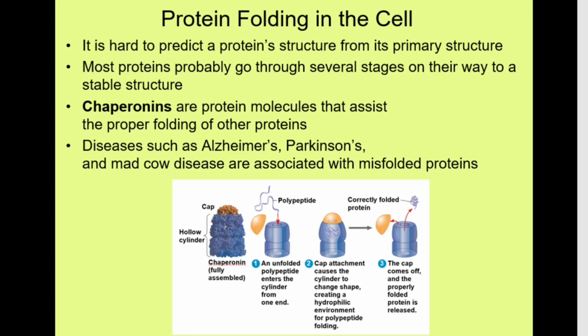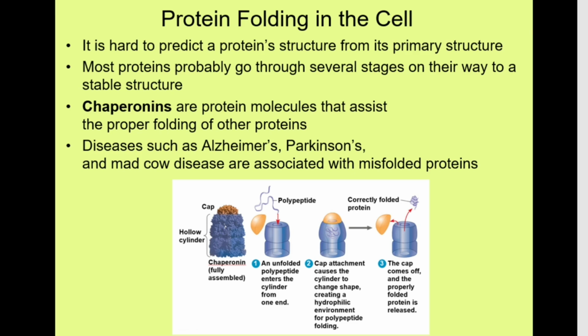And this is a pretty important area of scientific research at the moment. It's trying to look at the genetic structure, or the nucleotide sequence within DNA, and then trying to work out what protein, in terms of its structure and then ultimately its function, we're going to get from that particular gene. So it's a pretty complex process though. And that's because most proteins will go through several stages on their way to becoming a stable structure.